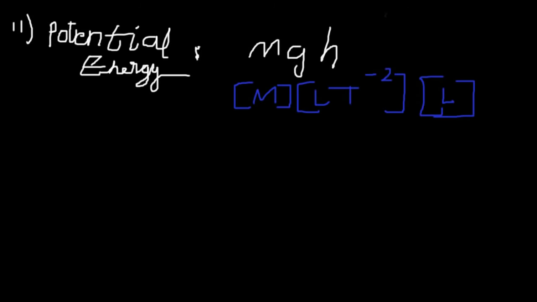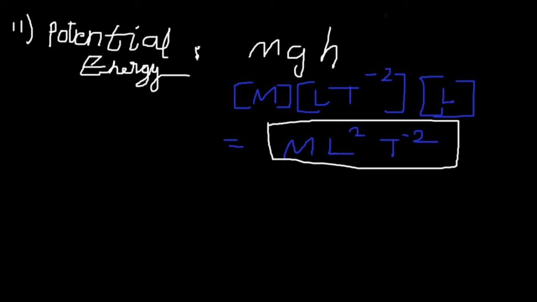The next derived physical quantity is potential energy. The formula of potential energy is m g h, where m is the mass, g is the acceleration due to gravity and h is the height, which can also be represented as length. The dimensional formula for m is M. For acceleration due to gravity, it is L T power minus 2, and for height, which is a kind of length, we can represent it just as capital L. So M comes as M, and we have two L's, so L into L, that is L square, and T power minus 2. So M L square T power minus 2 is the dimensional formula for potential energy.